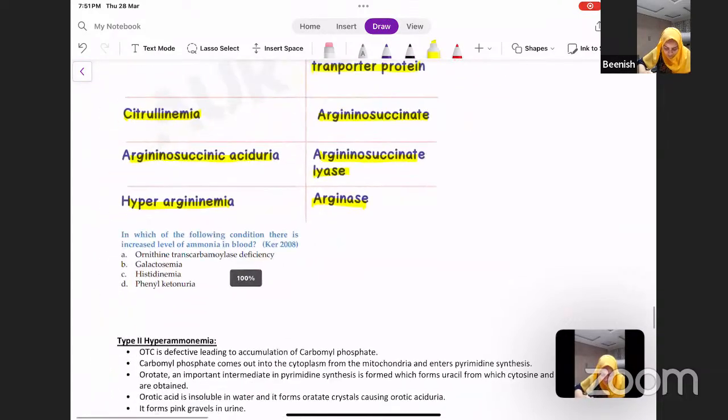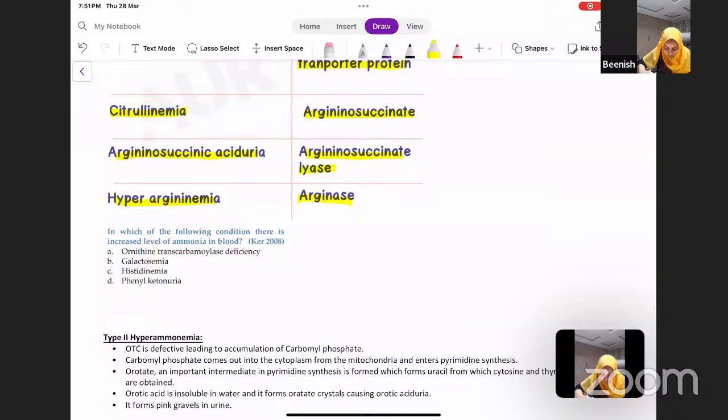Now let's take an MCQ. In which of the following conditions is there increased level of ammonia in blood? Ornithine transcarbamylase, yes. Galactosemia, histidinemia, phenylketonuria, no. So the answer will be ornithine transcarbamylase deficiency. As we have seen, it causes hyperammonemia type 2.